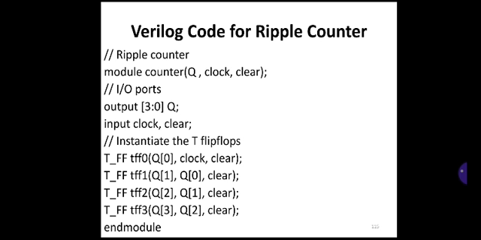Similarly TFF1, the instantiation of the second flip-flop. Its output is Q of 1, and the input is from the previous output: Q of 0 is applied as the clock pulse. So Q of 0 is the input for TFF1, and clear is the common input for all the flip-flops. Similarly TFF2 is Q of 2, comma Q of 1, comma clear, and TFF3 is Q of 3, comma Q of 2 and clear, end module. So this is the module counter.